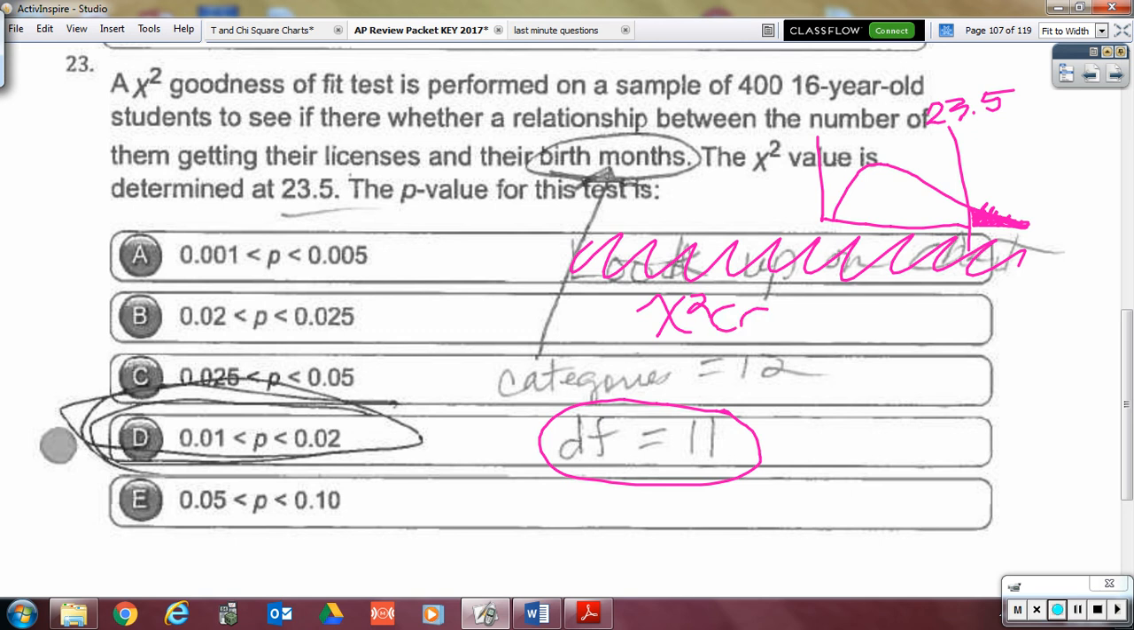Chi-squared CDF from 23.5 out to forever. I'm going to even use 999 because chi-squared numbers tend to be large. Comma degrees of freedom, which there's 11 degrees of freedom. So if you do that in your calculator, you get 0.015. And so that p-value is between 0.01 and 0.02.